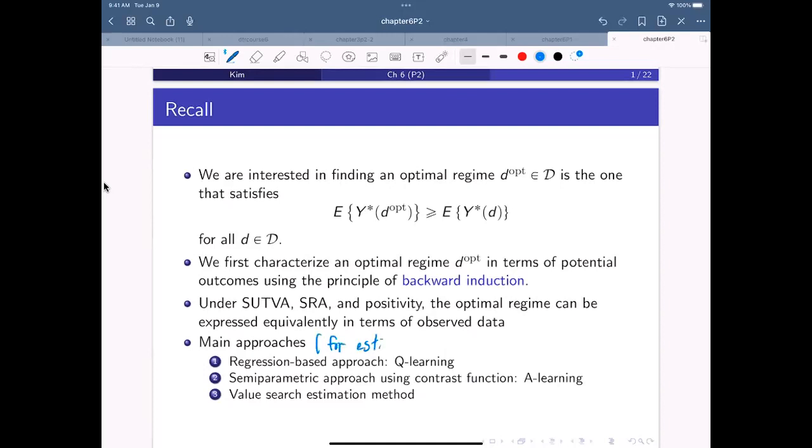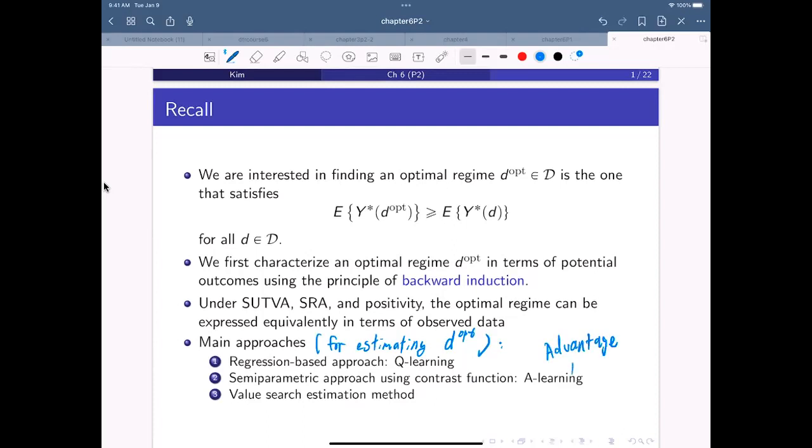And now, the main approaches for estimating the optimal decision can be classified into three categories. The first one is a regression-based approach called Q-learning. The second one is a semi-parametric approach using the contrast function, A-learning. A-learning is an abbreviation of advantage learning.